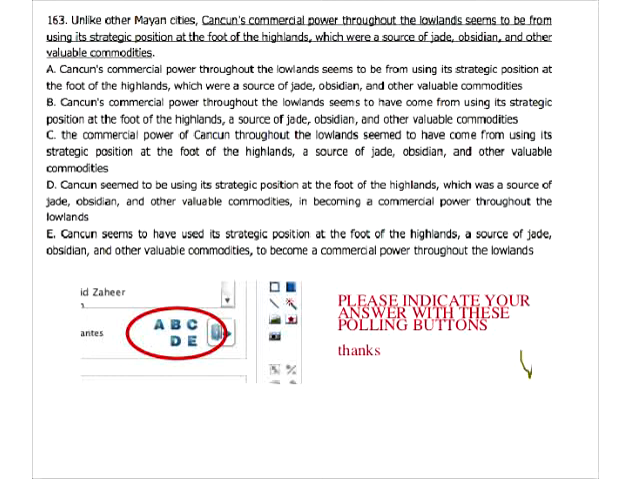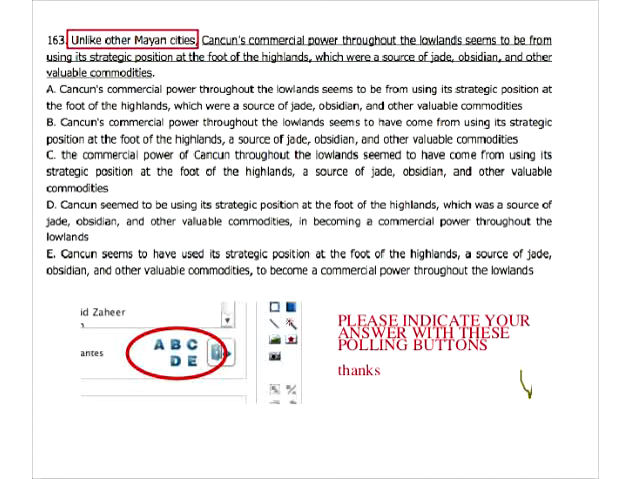This one starts again with unlike. So unlike other Mayan cities, I think we know the drill by now, but let's look at it. The initial modifier is unlike other Mayan cities. So we have to be comparing this to an actual other Mayan city. So let's take a look. Modifier must refer to another city. So Cancun's, remember, is not Cancun.